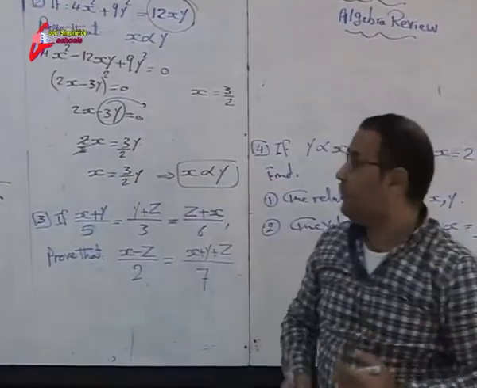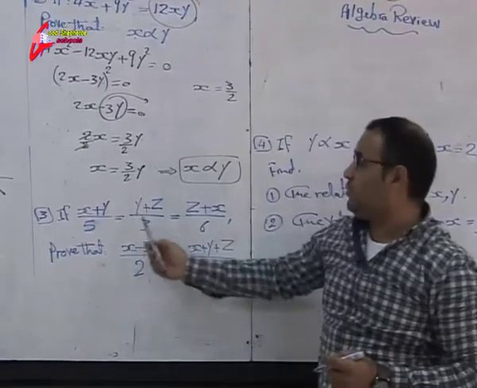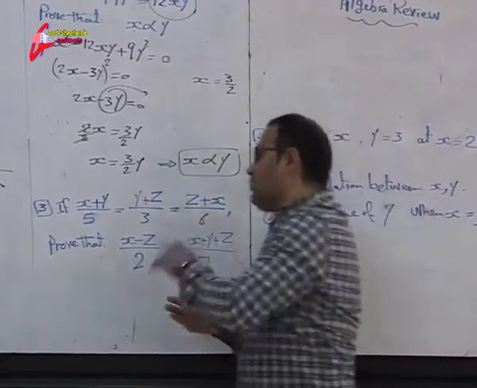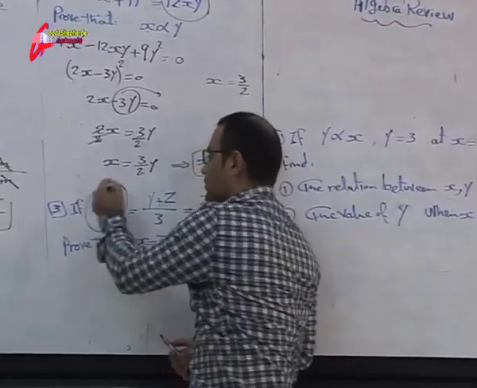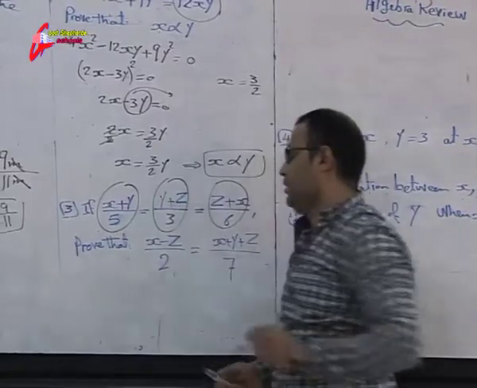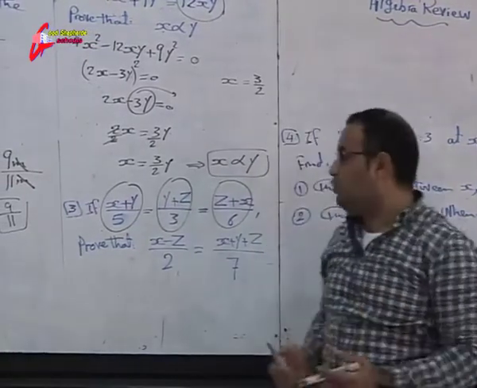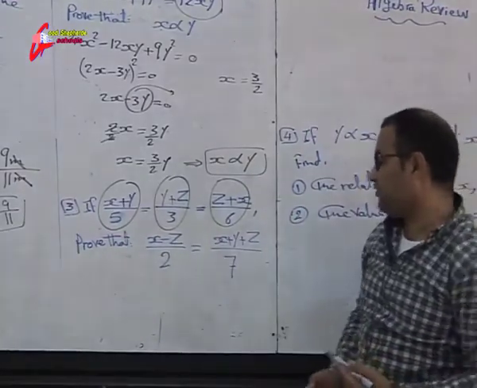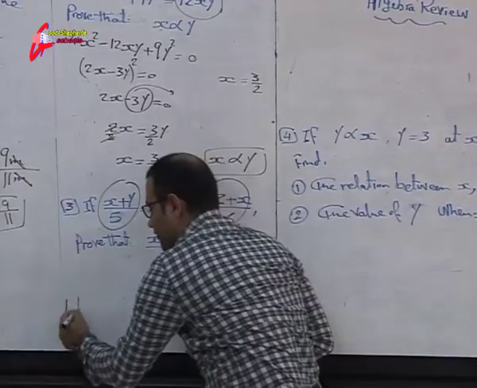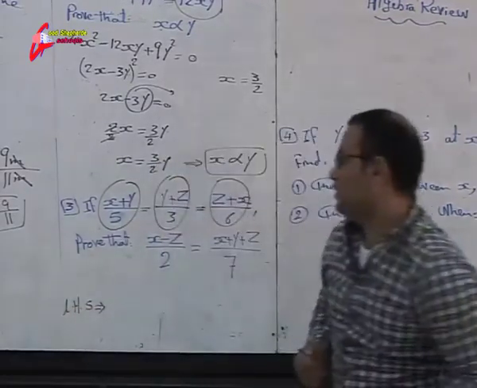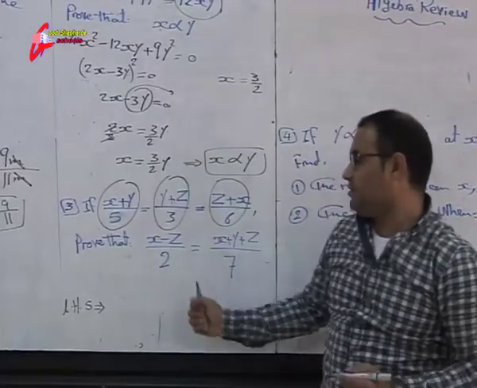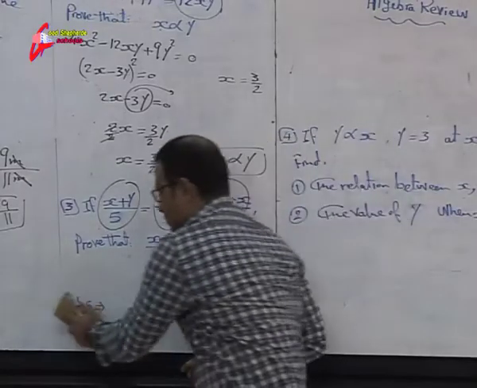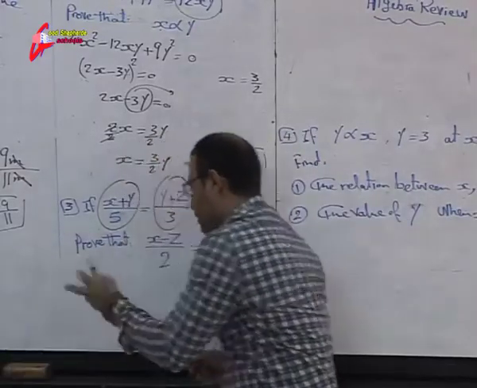Question number 3: if (x + y) over 5 equals (y + z) over 3 equals (z + x) over 6, you have 3 ratios: the first, the second, the third. From those 3 ratios, you must prove that (x - z) over 2 equals (x + y + z) over 7. So take the left-hand side. You can answer directly.